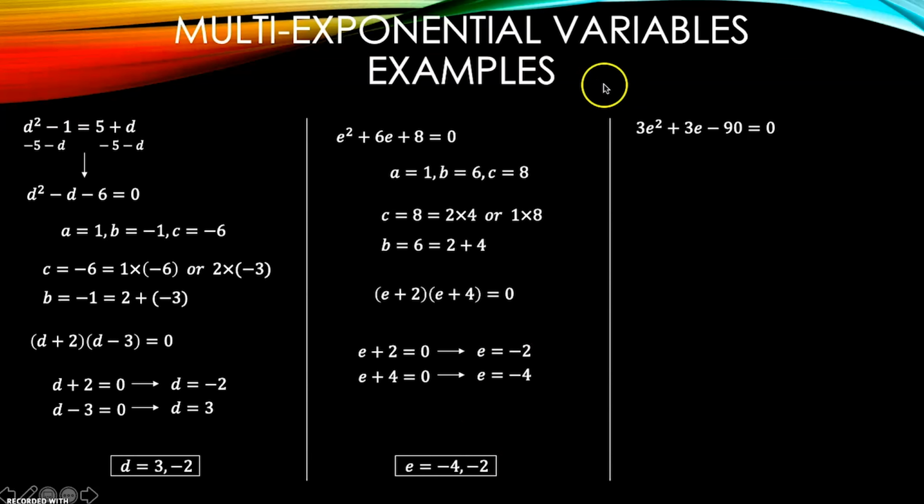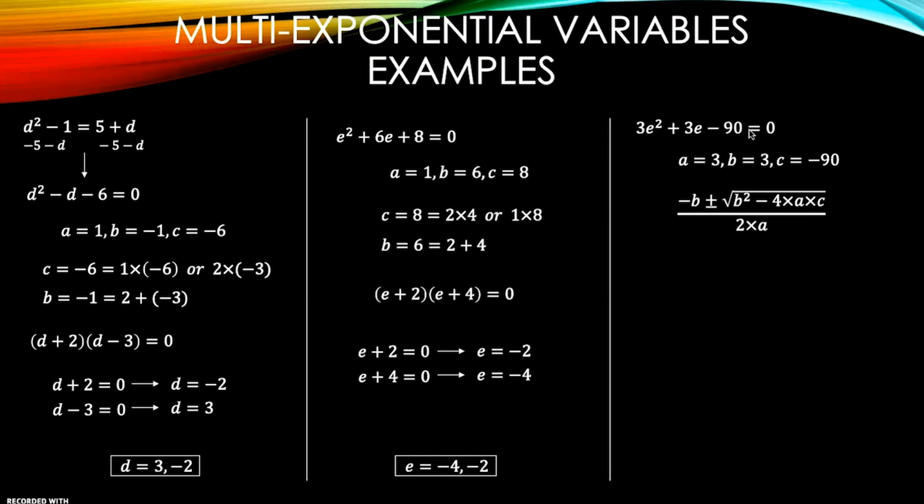And next example, we have 3e squared plus 3e minus 90 is equal to 0. And in this form, a is not 1, so we have to use the quadratic equation. And so we input all these values in. Negative 3 plus or minus the square root of 9 minus 4 times 3 times negative 90, over 2 times 3. These numbers are quite big, so you're going to want to use a calculator.